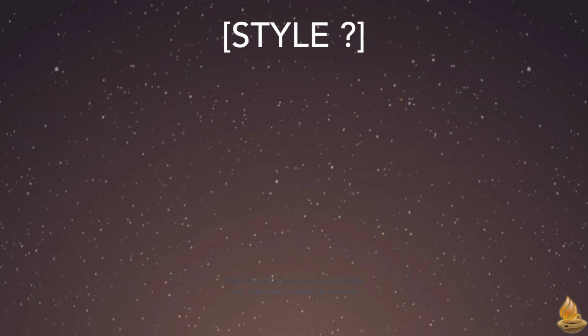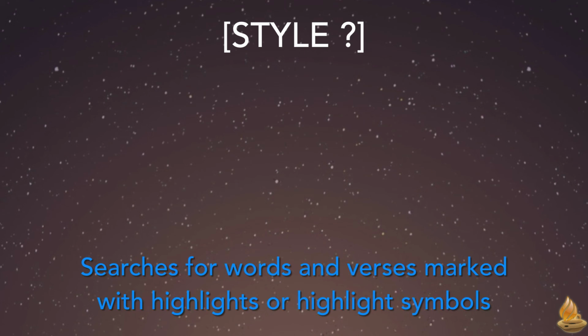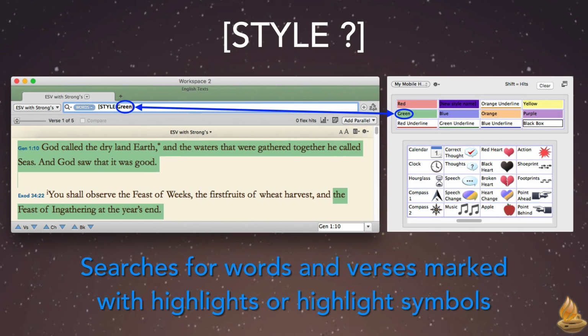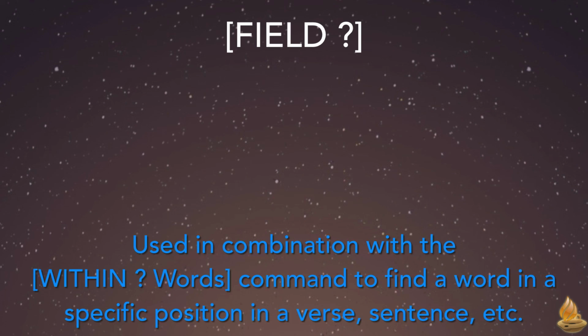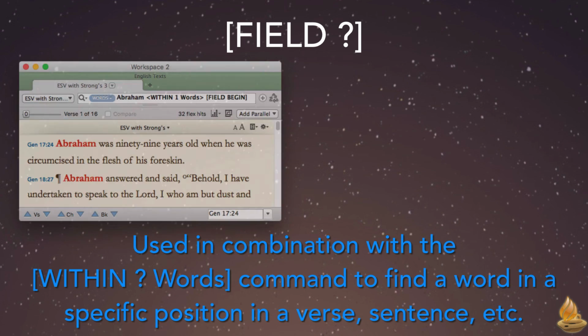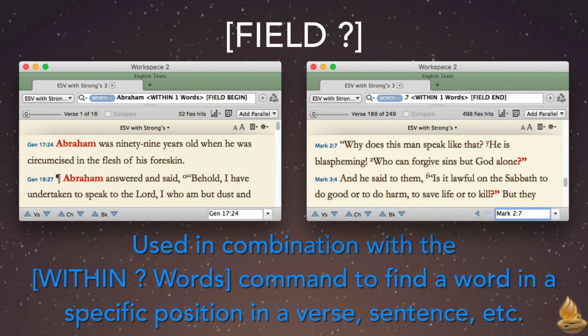The style command searches for words marked with highlights or highlight symbols. We just search for the name of the highlight or the highlight symbol. The field command is used in combination with the within command to find words in a specific position within a verse or whatever other scope we've set as a search condition. It only has 2 choices, begin or end. For example, here's a search that finds Abraham when the name appears as the first word in a verse. Here's another that finds how many verses end with a question mark.